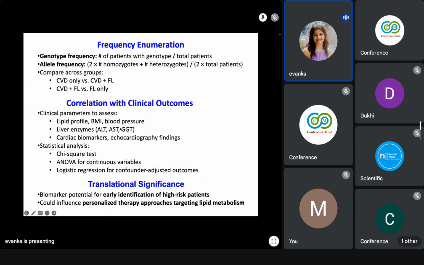We'll look into the clinical parameters of all these genotype and allele frequency phenotypes which we have got as of now, and then we'll look at the biomarker potential for early identification of high risk patients. So this could influence personalized therapy approaches targeting lipid metabolism.